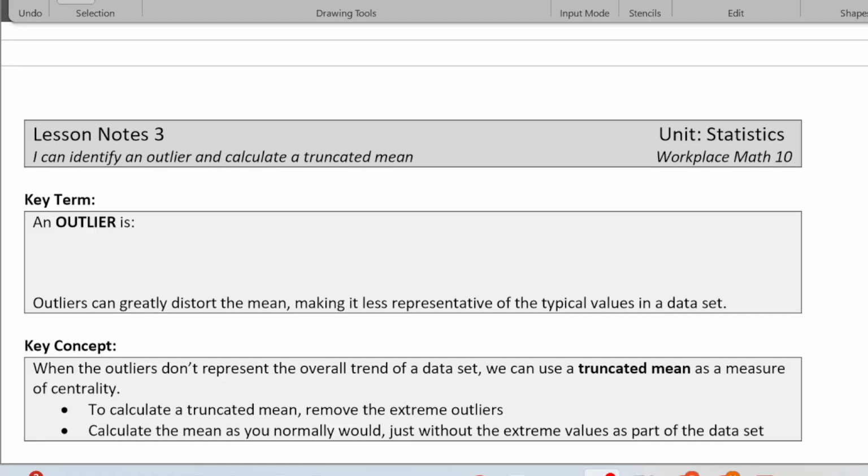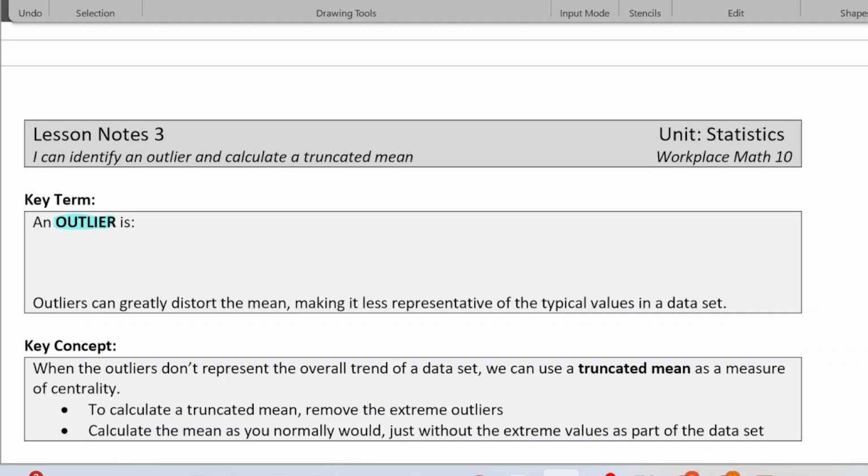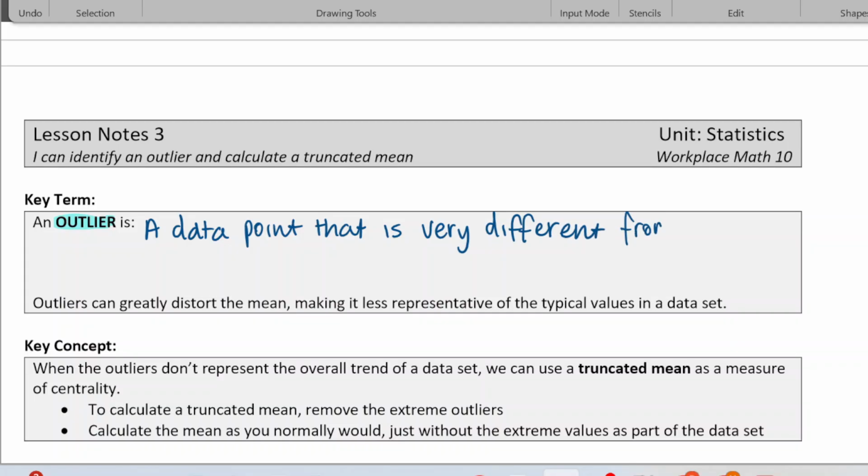So an outlier, let's define what that means first. When you have a data set, an outlier is a point that's really different from the rest of the group. Okay, so we're going to look at some examples in a second, but let's just look at an example. Let's say you were looking at how much money all of your friends earned over the summer. Let's say everyone had summer jobs and you were looking at how much money everybody earned.